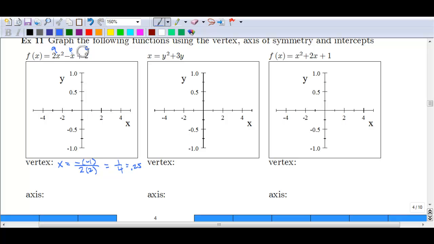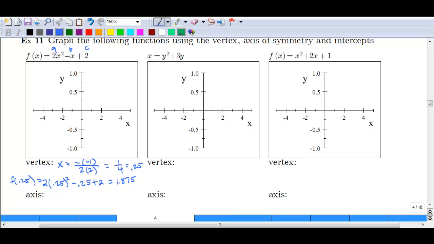We end up, if we plug that into our formula up here, f of 0.25 equals 2 times 0.25 squared minus 0.25 plus 2, which actually gives us 1.875. So we can plot that point. That's our vertex. We're at x equals 0.25. So if this is 1, 0.25 would be about here. And y is 1.875, so it's up a bit.